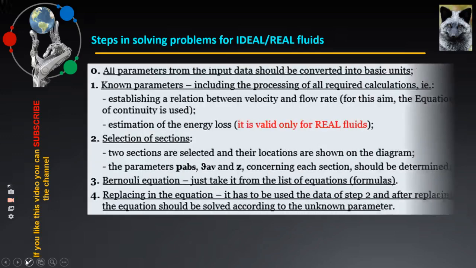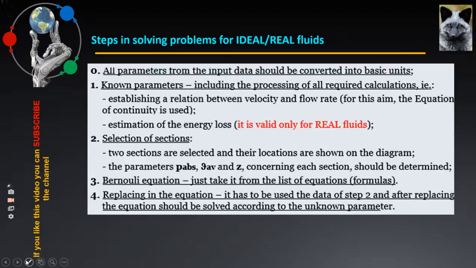be performed. The preliminary step, known as step 0, requires all the parameters from the input data to be converted into basic measuring units only. Step 1, in this case, consists of 2 actions. First is to establish a relationship between velocity and flow rate by applying the equation of continuity. Then is to estimate the energy loss obtained in the pipe system.